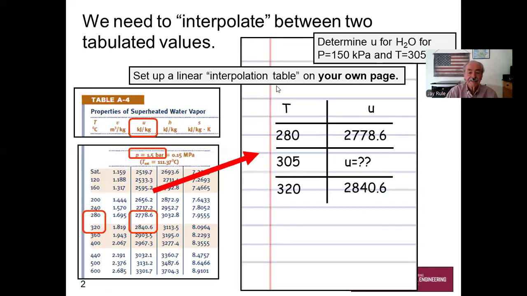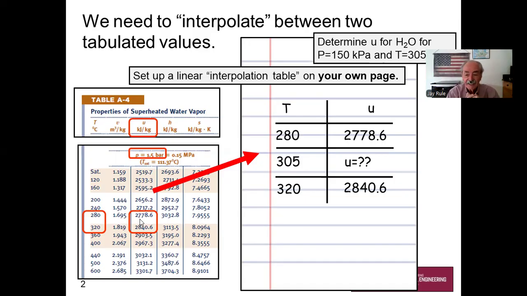Okay, a practical problem that for those of you taking thermodynamics, I hope looks kind of familiar to you. Determine the internal energy little u for H2O, steam, for a pressure of 150 kPa and temperature of 305. Now, if you were given 150 kPa and a temperature of 280, that would be really easy, wouldn't it? You just go to your superheated vapor table, you'd find the 150 kPa pressure table, and here's 280. I'll just look over here in the u column and write down 2778.6. I'm done. Great. That was an easy homework problem.